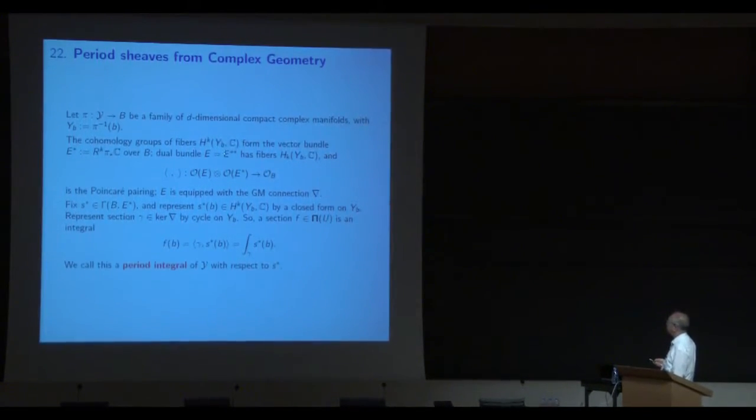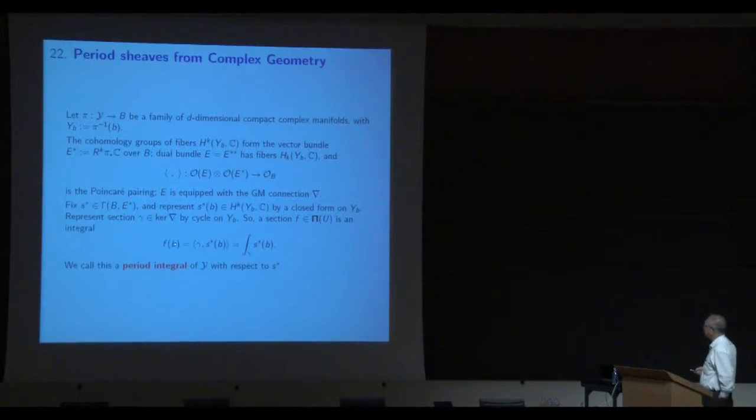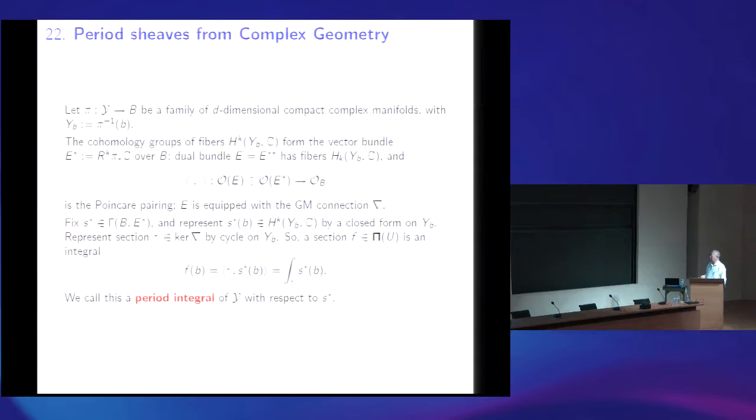E is equipped with the Gauss-Manin connection. So now, fix an element S star in E star, in the cohomology, represented at B by a closed form on Y_B. Then we can define the pairing F_B to be the integral of gamma over S star B. Okay, so F_B would be defined by this integral. We call this the period integral with respect to S star. We fix S star.